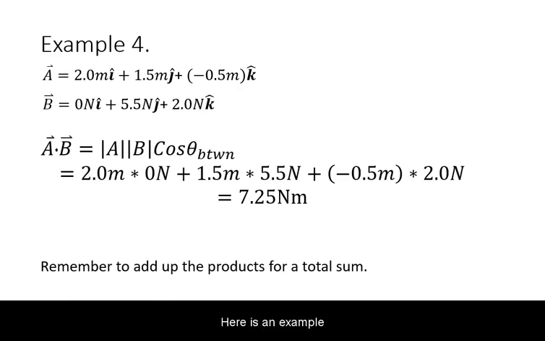Here is an example of using dot product with vectors that are represented in component form. Notice that components can be zero or even negative. At the end, you need to take note of this when you sum up.